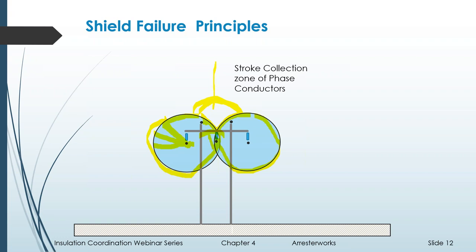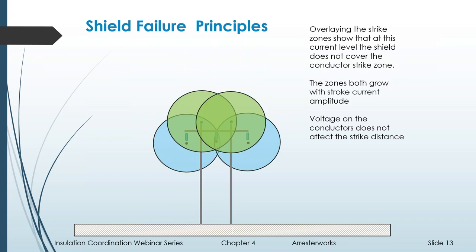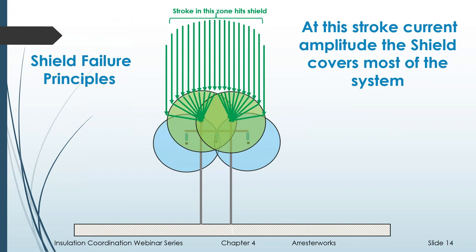But now if you put these all together, you'll see that the collection zone for the shield wires is up here, and then the collection zone for the phase conductors is right in here until you get to the ground level, then it hits the ground. So there's two or three places for the lightning to come to.